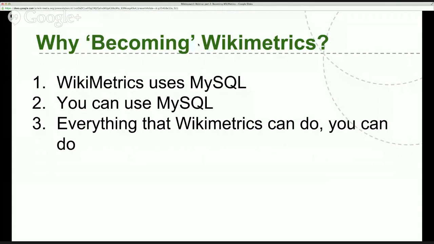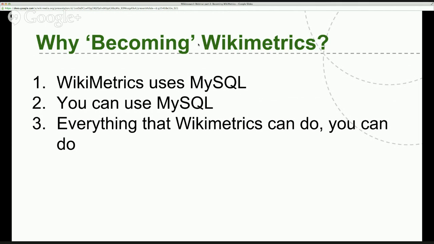So why is this presentation called Becoming Wikimetrics? This is all part of this idea of trying to demystify what programming is and what research is. So Wikimetrics is a great tool that the analytics team at the Wikimedia Foundation has developed, which makes it easy to take a list of usernames or user IDs and find out information about those users' editing behaviors online, which pages they've created, edited, how many edits they've made, etc.